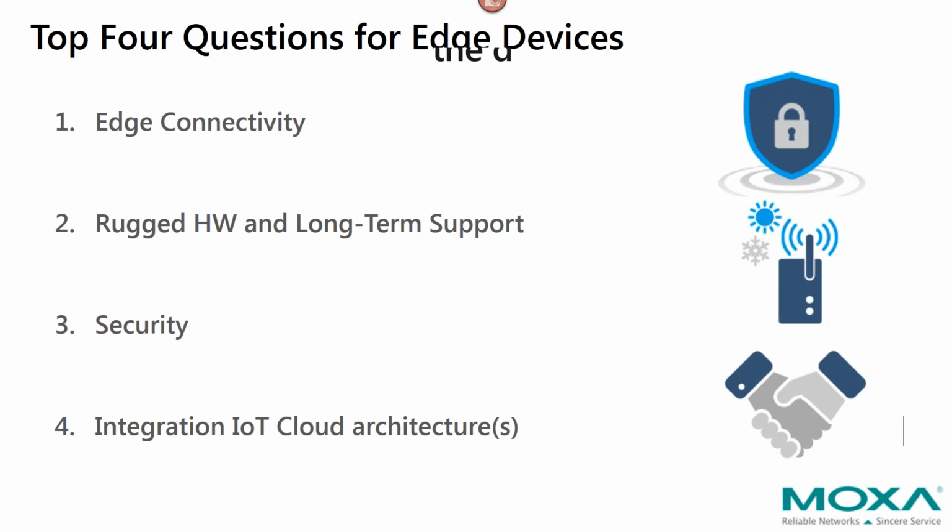The first is, how do we enable edge connectivity to different protocols and sensors? The second is, where can we find rugged and supported hardware for harsh deployments? And then, of course, everyone wants to and should address security. And then finally, customers are asking, what are the architectures to best integrate with the cloud? Let's briefly discuss each one of these, and then after the webinar, we can share more additional detail and follow-up as interested.